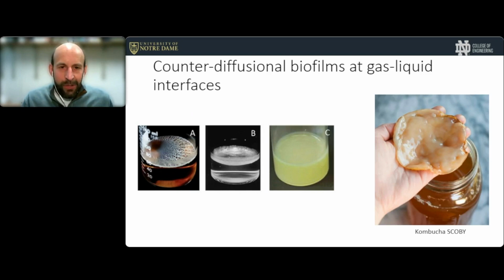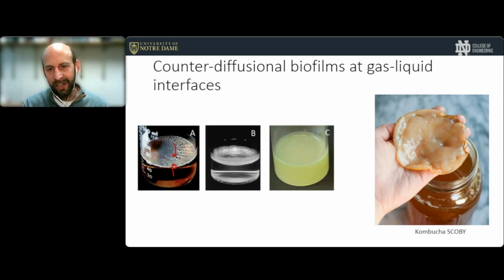So, where do we see these counter-diffusional biofilms? I would argue in many places in the natural environment and also in engineered systems. Here's an example of a biofilm growing on a liquid surface. It's usually called a pellicle. And in this case, nutrients come from the liquid phase, let's say organic matter, and oxygen comes from the air. The biofilms grow on the surface because that's where they get their highest concentrations of oxygen and organic matter.